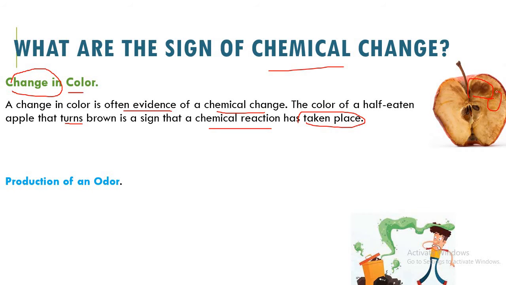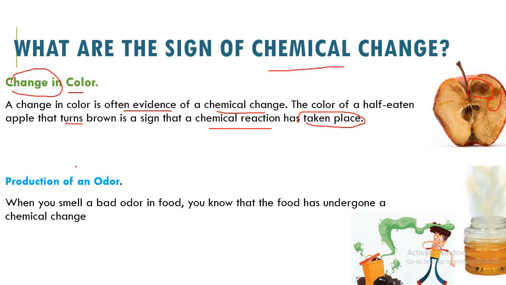Production of an odor. This is a second sign of chemical change. When you smell a bad odor in a food, you know that the food has undergone a chemical change. Look, when you smell a bad odor here, this is a fluid with a bad odor. This means that this fluid reacts with another substance or with air and forms a new substance. This new substance has a bad odor.